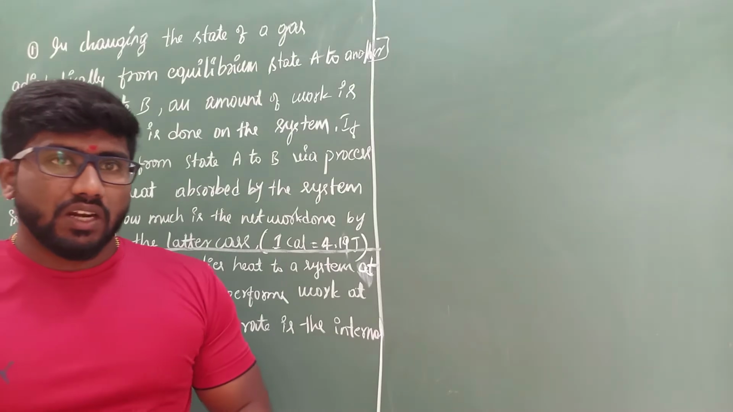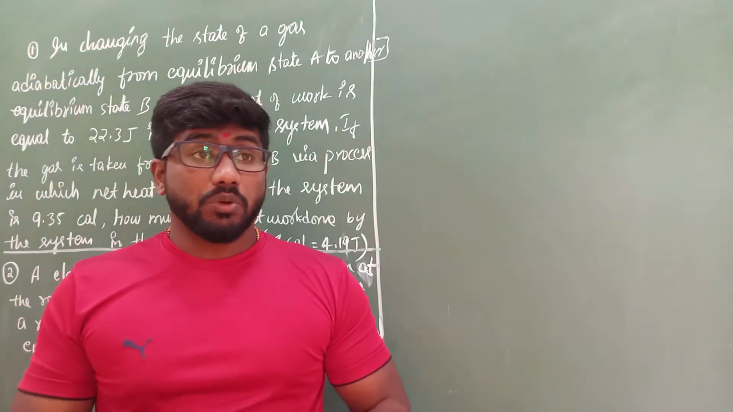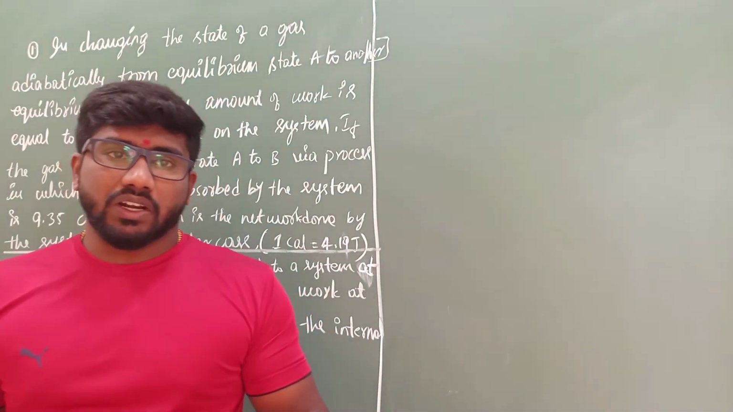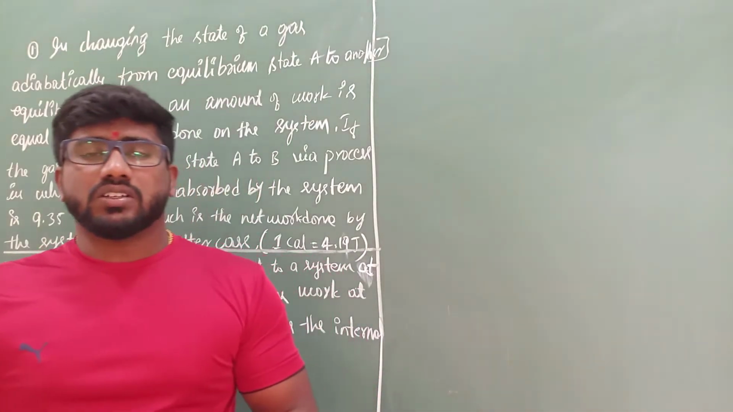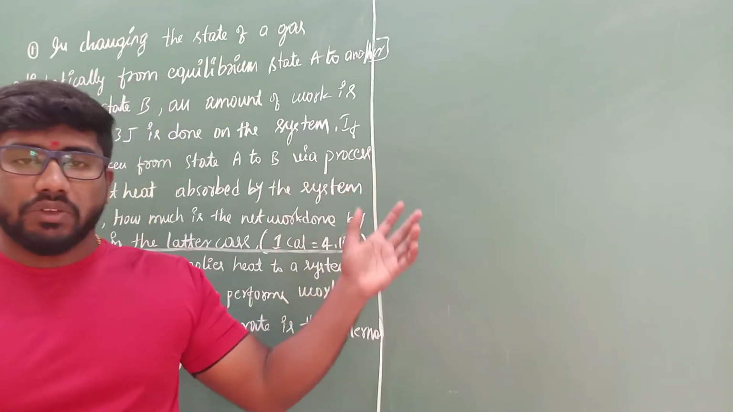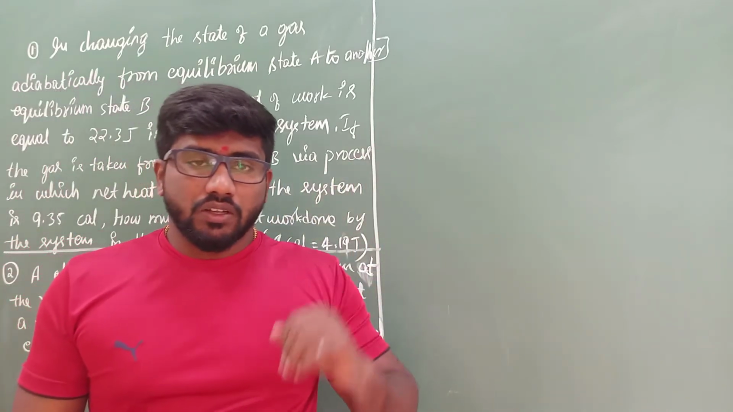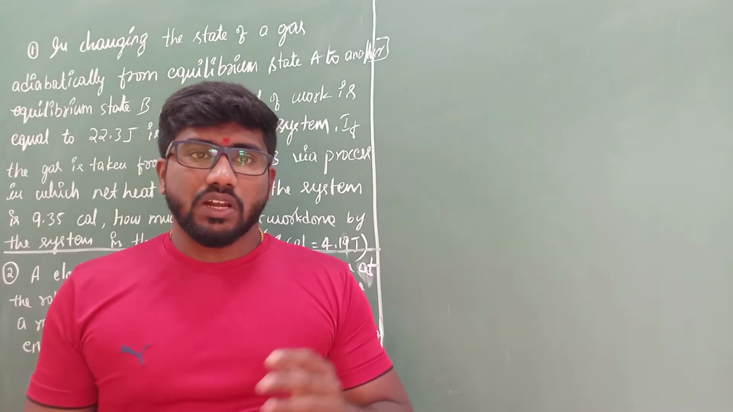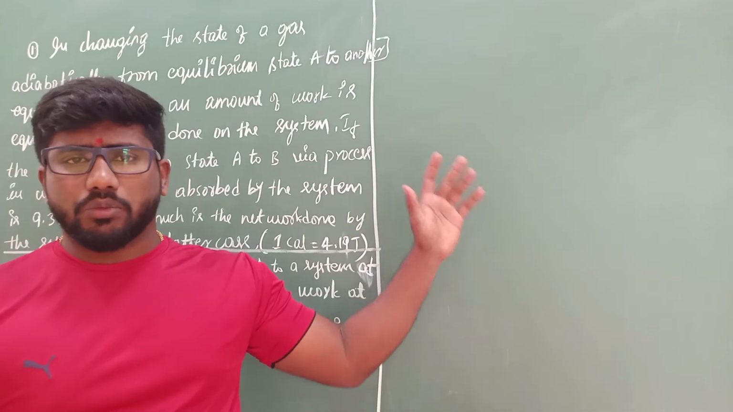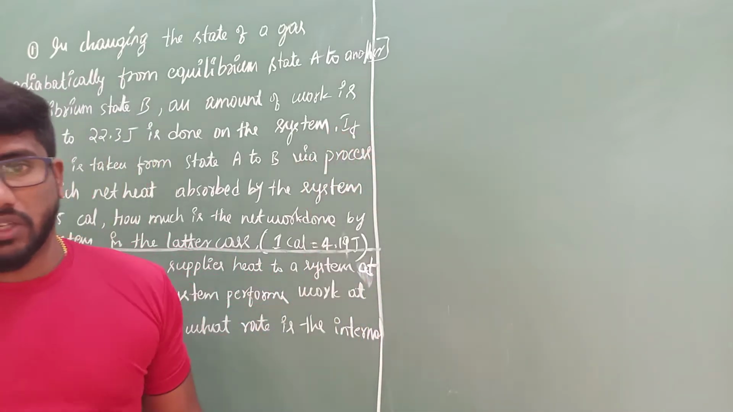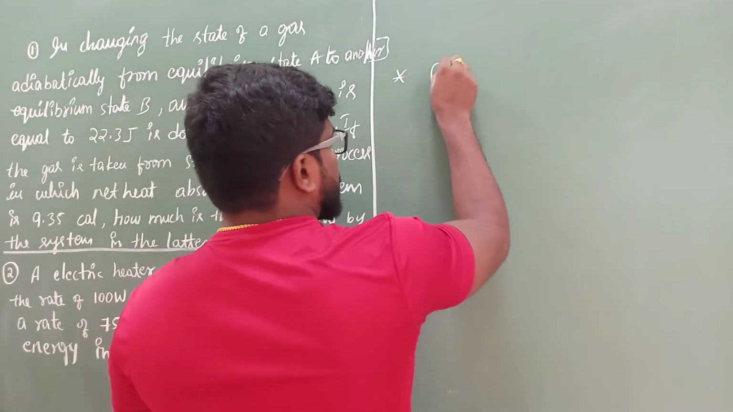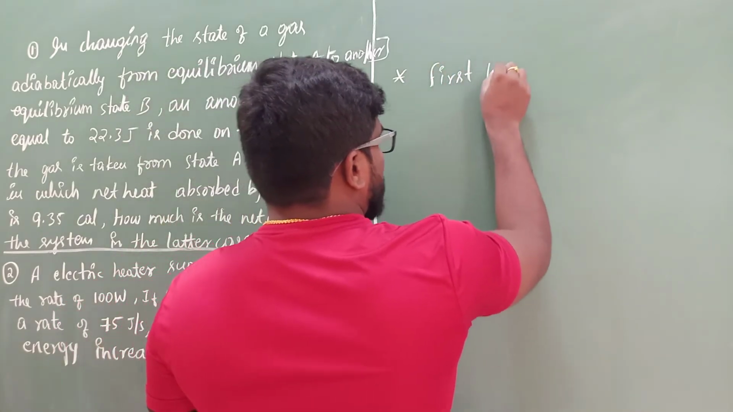As you know, we started with the zeroth law of thermodynamics. What do you mean by the zeroth law? If two systems are separately in thermal equilibrium with a third system, then they are also in thermal equilibrium with each other. There we wrote some equations. Now, the first law of thermodynamics. I'll just write all the formulas that come in this chapter.